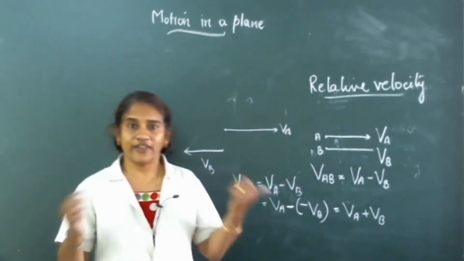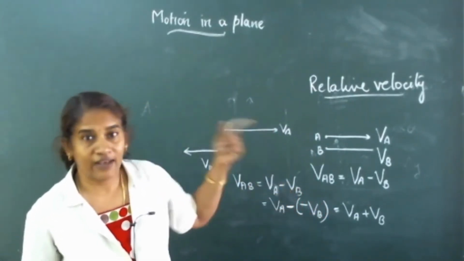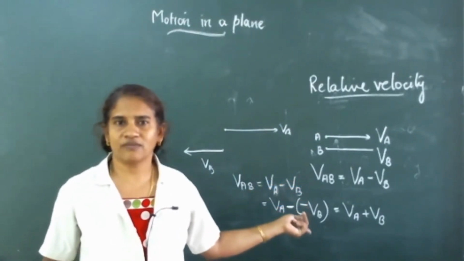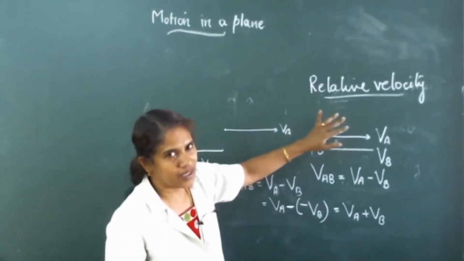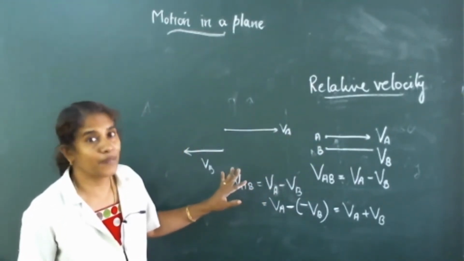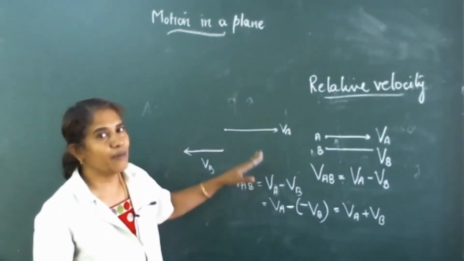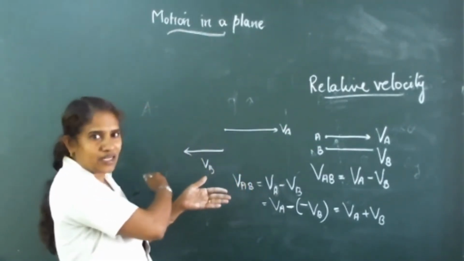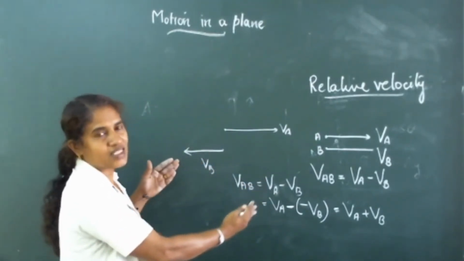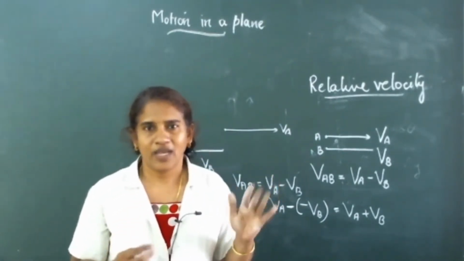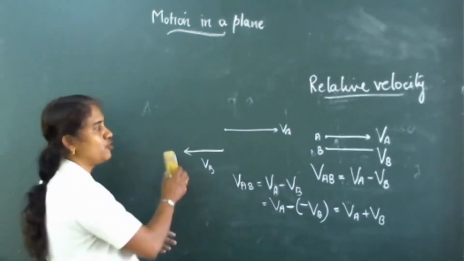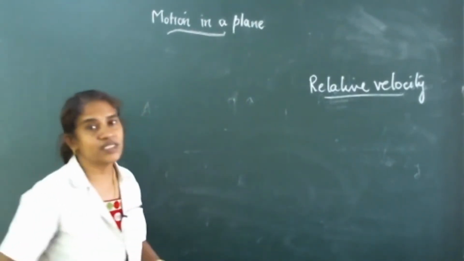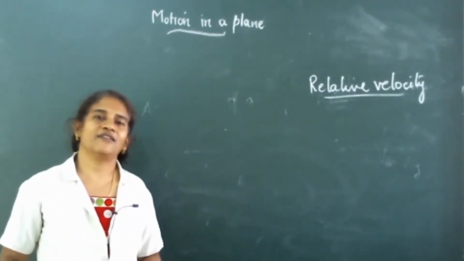This is what I said: when the direction is changing, we have to consider the direction of the vector, so the result will change. Same direction means VA minus VB, opposite direction means VA plus VB. Actually, what is happening is VA minus the negative direction of VB, which is not in the same direction as VA but the opposite, so negative VB, thus we get VA plus VB. This is what is known as relative velocity. When two bodies are moving, the velocity of one body with respect to the other one is relative velocity.